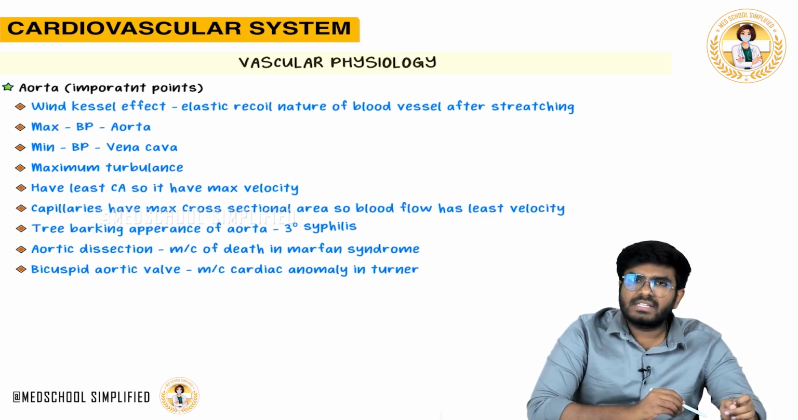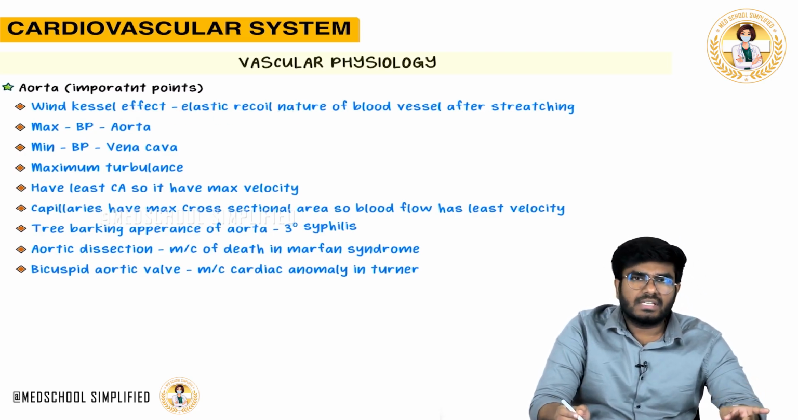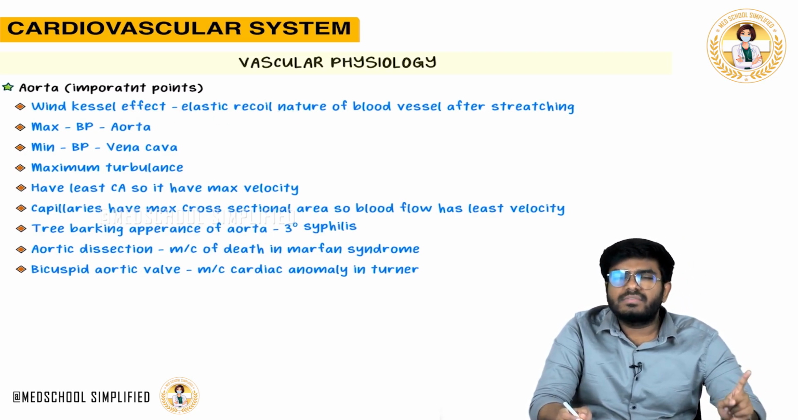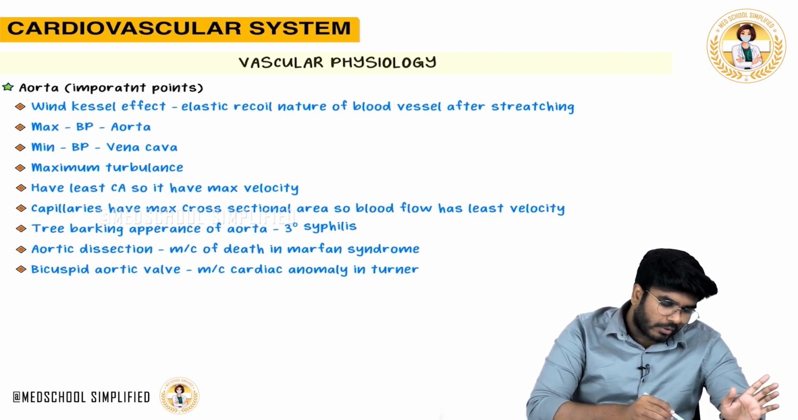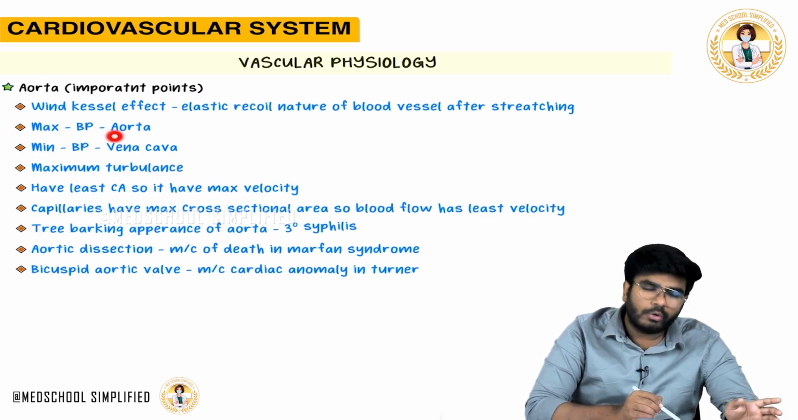So what exactly is the Windkessel effect? The elastic recoil nature of a blood vessel is called the Windkessel effect. And a direct question that will come in your exam is: the Windkessel effect is shown by which blood vessel? The aorta. Now the aorta has the maximum BP. Maximum BP is seen in the aorta.